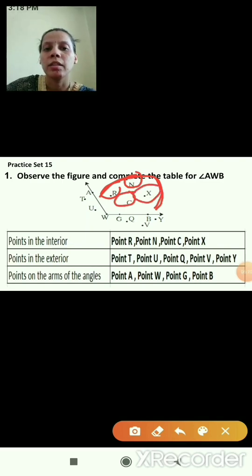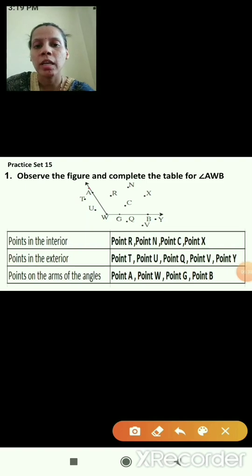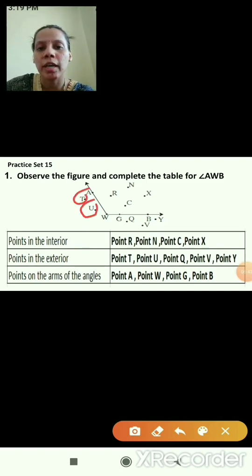Yes, these 4 points are inside the arm of an angle, so they are called interior points. Now you will write down the points in the exterior, which are outside of the angle. That is point T, point U, point Q, point V and one more, point Y.